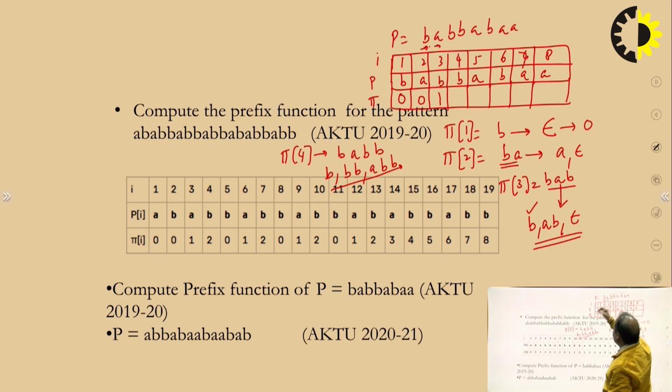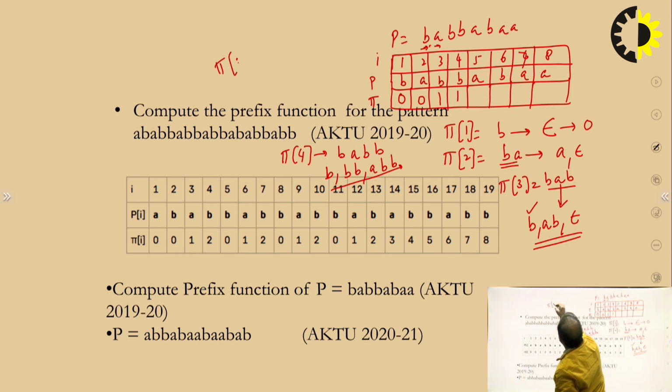B is part, its length is 1. Yes. BB is not part of the prefix. BB is not there. Then ABB, it's not there. So its length is still going to be 1, right? Yeah. So same thing, let us take pi 5.